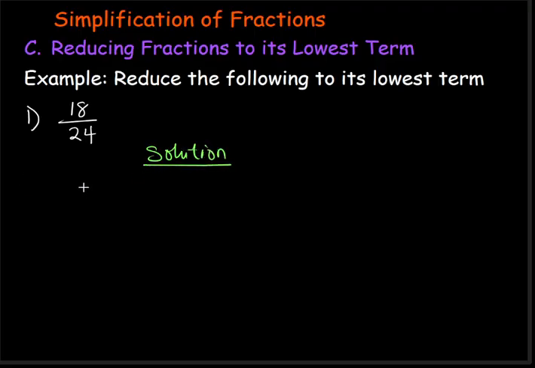18 over 24. Now, what do we mean by reducing fractions to its lowest term? It means you use a common factor to divide the numerator and the denominator. Common factor there means what you are using to divide must be able to divide the numerator and also the denominator. And you keep on dividing till the numerator and the denominator do not have anything in common again.